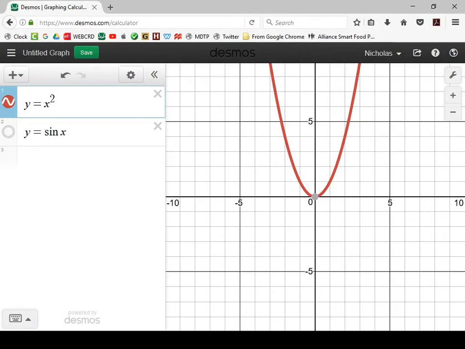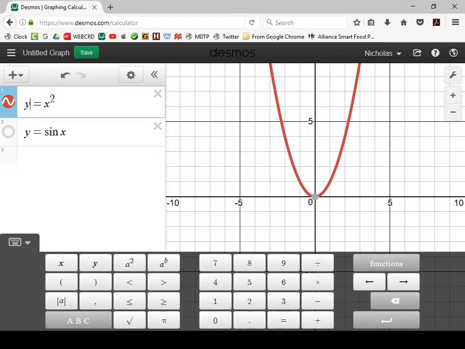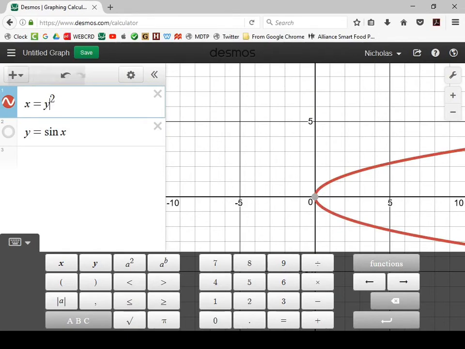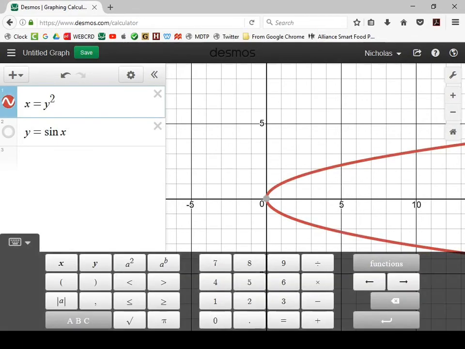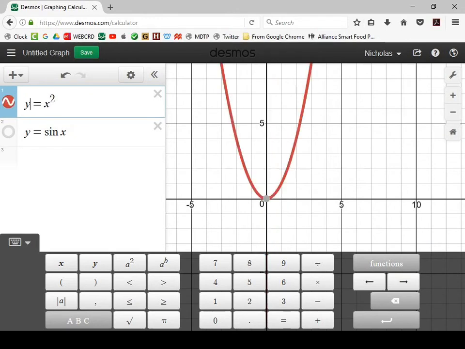Here's my x squared. Now if I switch this x and this y, I should get the inverse function. Is that a function? No. No, it is not. Why is this not a function? Because if I draw a vertical line here at 5, I will hit the curve twice. That 5 would have 2 answers. So how can I say that x squared has an inverse function? This is what you can do. You can limit its domain. Okay, check it out.